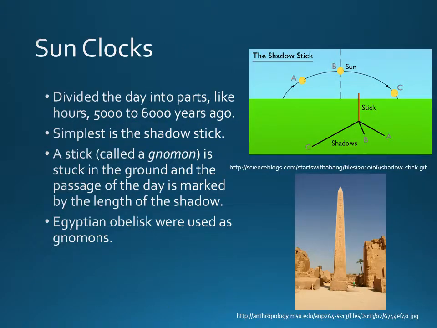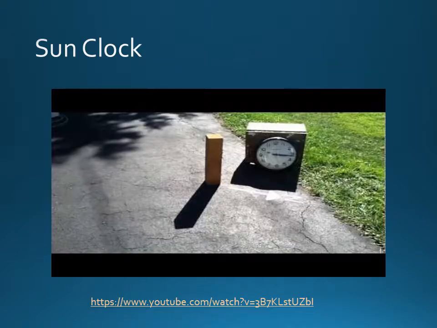The day was divided into parts 5,000 to 6,000 years ago. You can divide the day with a gnomon, or a stick in the ground, also called a shadow stick. As the day progresses, the shadow moves. The passage of the day is marked by the length of the shadow. Egyptian obelisks were used as gnomons. The video shows the passage of a day. The link to the video is posted on Canvas.